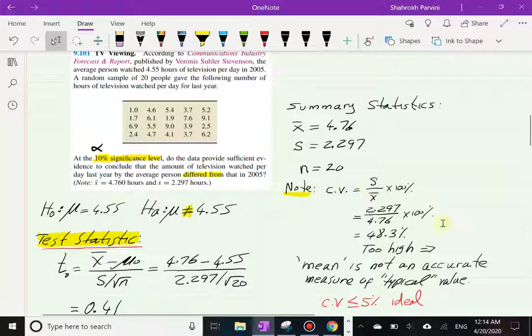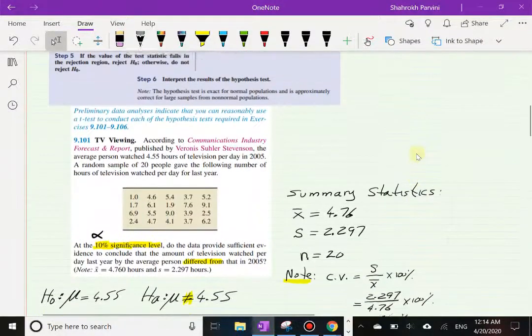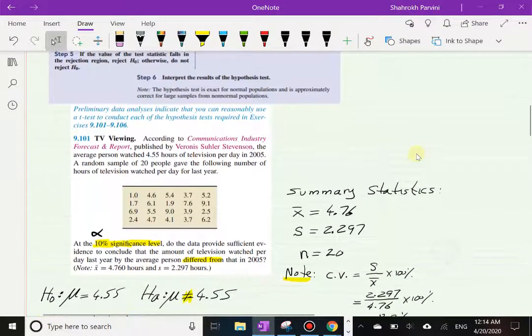So this is just on the sidebar. This is not part of the exercise or anything. It just caught my attention, so I thought I'd make a comment about it. So let's go back here.